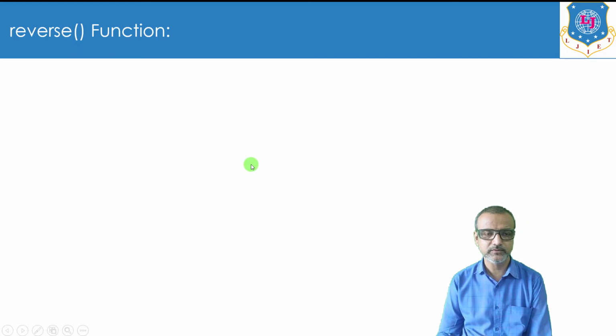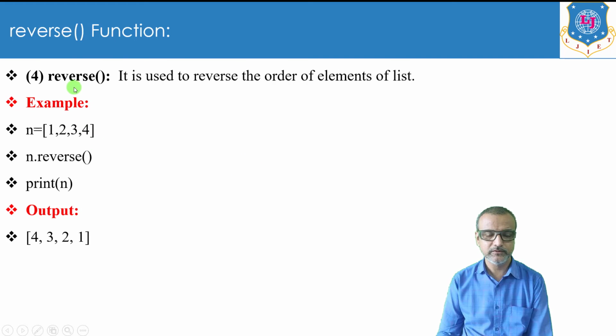Now we will see next function, that is reverse function. So what will this reverse function do? Reverse function is used to reverse the order of elements of list. For example, in the list n we have 1, 2, 3, 4 as elements, and if you just write down n dot reverse, it will just reverse the elements. If you just write down print n, what will be the output? It will reverse all entries of list n, and it will give us output as 4, 3, 2, 1.